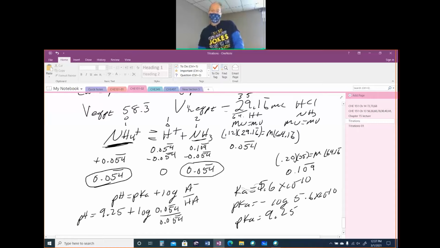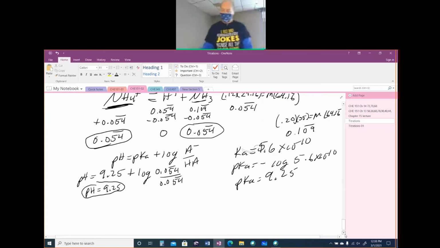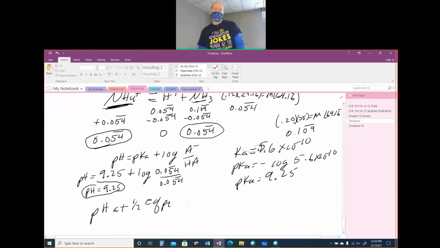So the half equivalence point, these are always the same. And so it's always the log of 1. And so your pH is equal to the 9.25 because the log of 1 is 0. So when the question is, what is the pH at the half equivalence point? It will equal your pKa. So there's really no calculation to do unless you need to calculate the Ka and the pKa.